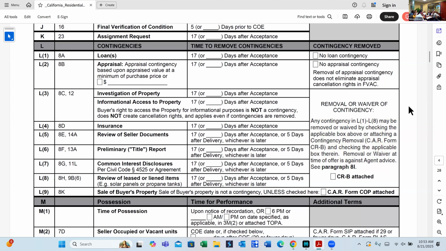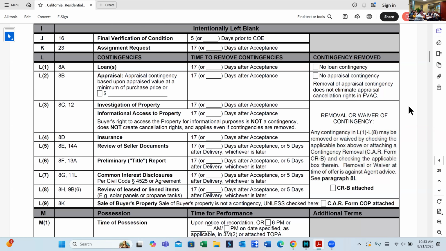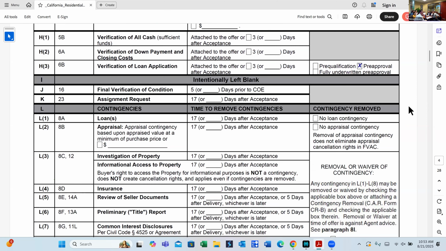And then let's see, yeah, there's a couple of things I think I may have forgotten about here. But let's just continue on down here. So we talked about verification on application, section J now, final verification of condition.